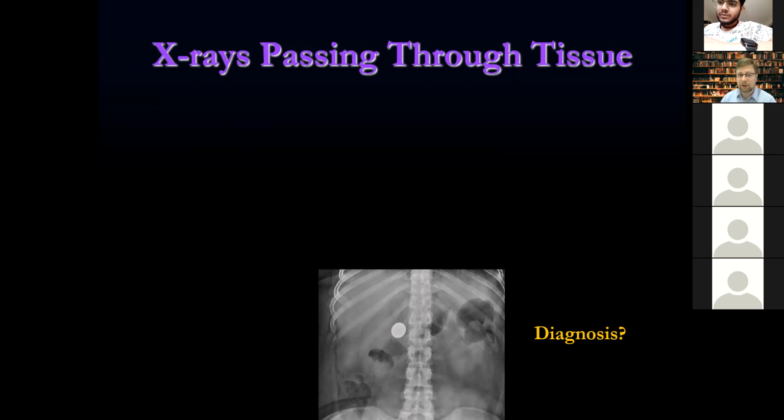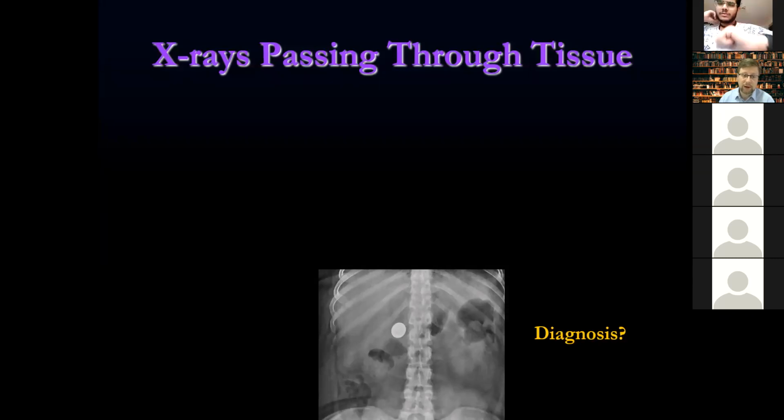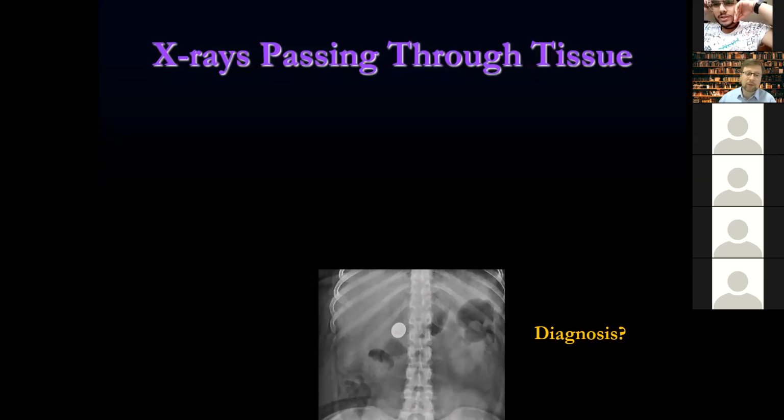X-rays passing through the tissues. If we look at this image, we can, without any problems, say what the diagnosis is here. Look at the image. And other students, I also invite you to take part in our discussion. What is the diagnosis? Very easy to say. Can you tell, do you see any abnormality on this X-ray image? Where?